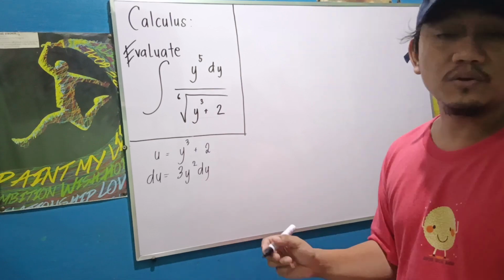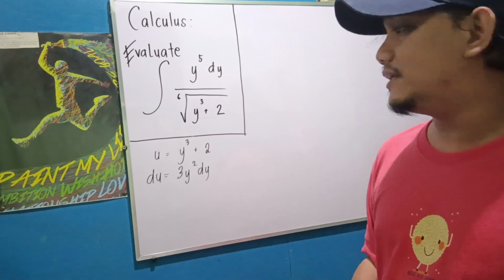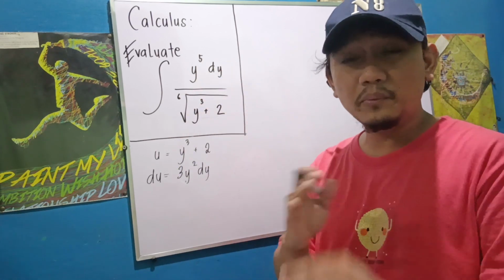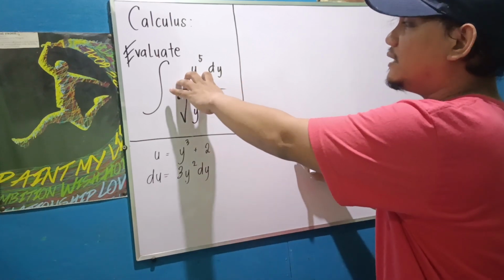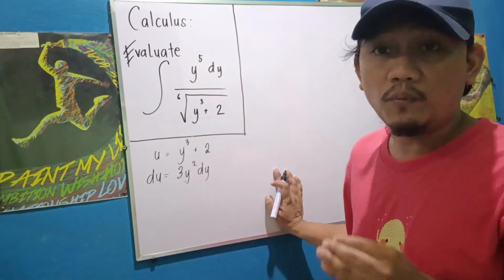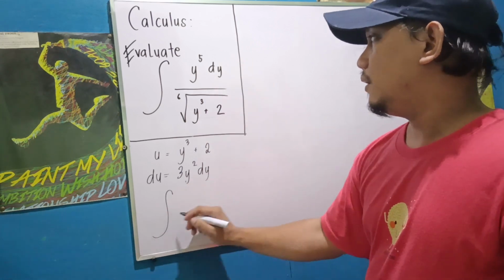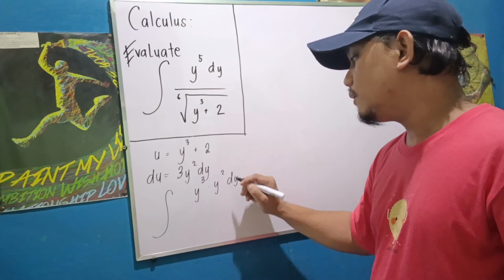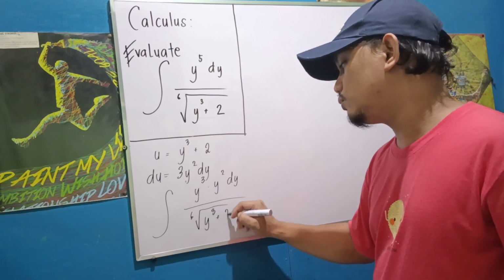Kaya lang, if you can notice, we have y² dy, but this is y to the 5th. How do we deal with that expression? So ang gagawin natin, we will express y to the 5th as a product of y² and y³. So the entire integral can become y³ multiplied by y² dy all over the 6th root of y³ + 2.